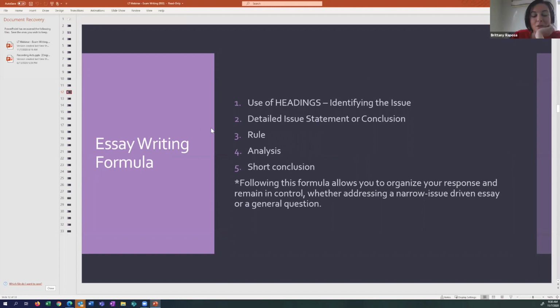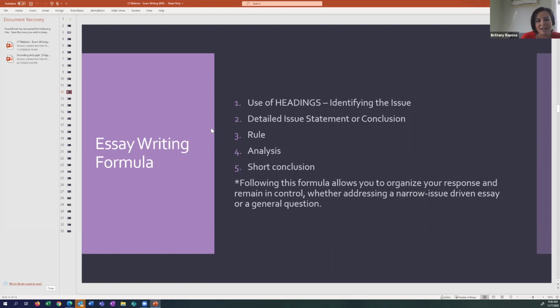Yeah, so this is the formula. Part one is headings. Using headings is always the first step to separate your issues. Then I typically recommend starting with an issue statement or a conclusion, and that of course is also going to depend on your professor's preference. Then a rule statement, then an analysis, and then a conclusion at the end.